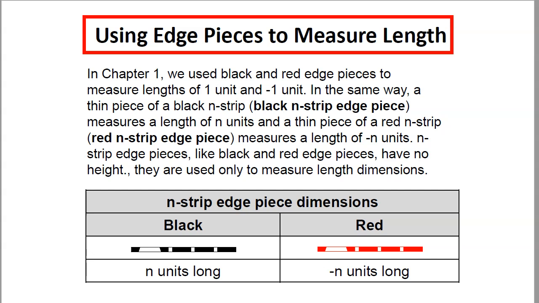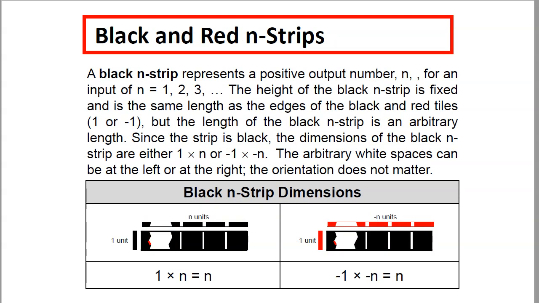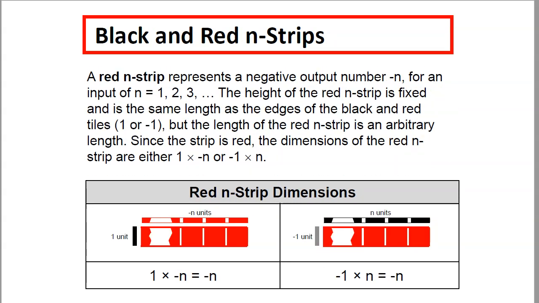End strip edge pieces, like black and red edge pieces, have no height. They're only used to measure length dimensions. So you can see the illustration there, either n units or -n units long. And of course you saw those already on the black and red end strip dimension pictures.